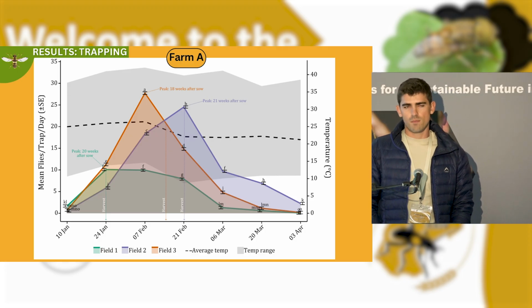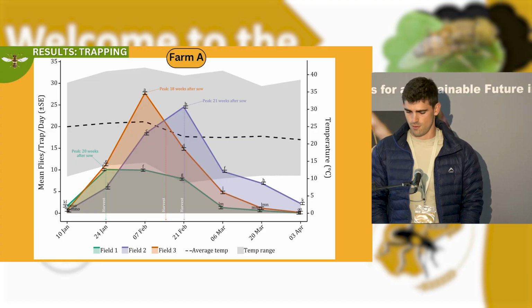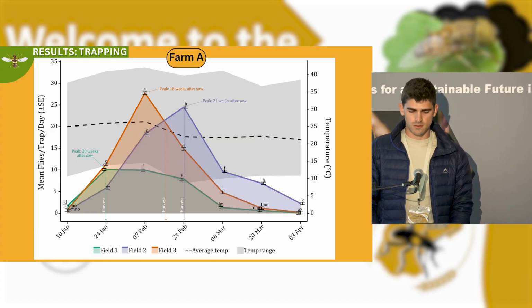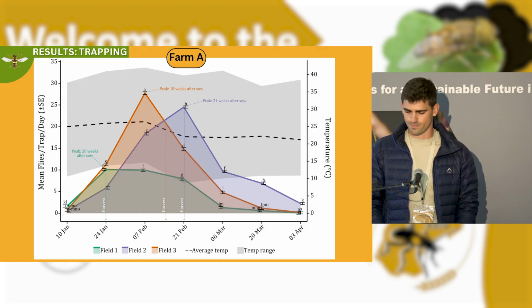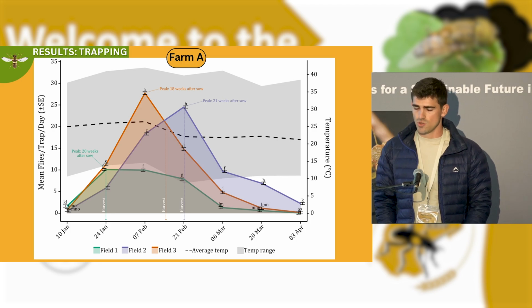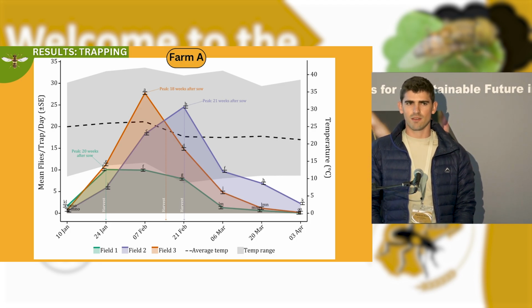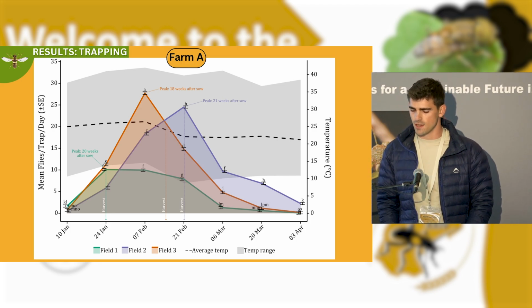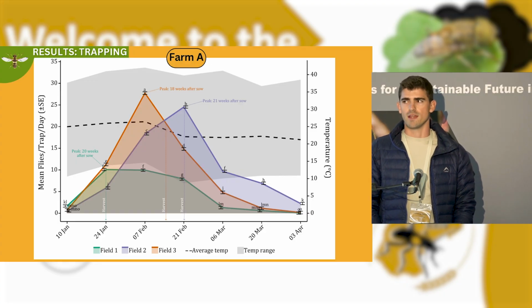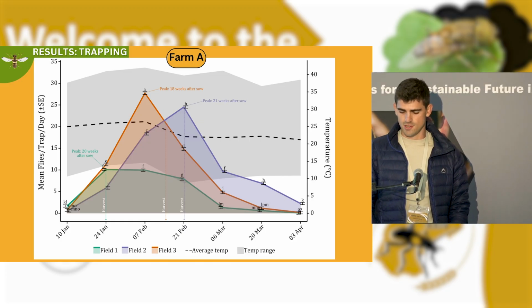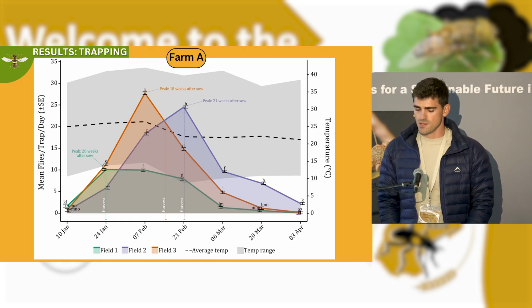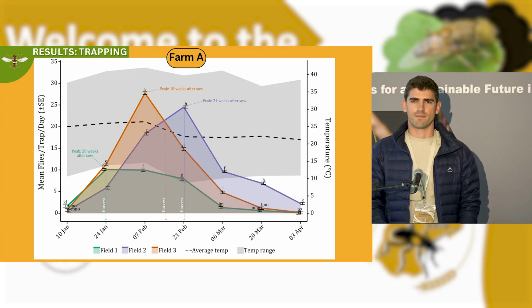But there are 3 key observations I want to highlight. First, the third sown field, which is the orange line, showed the highest peak in fly trap counts. Second, the third field also had the shortest time from sowing to peak fly trap count, indicating a more rapid build-up of the population. And third, across all fields, fly numbers dropped shortly after harvest, suggesting that harvest timing plays an important role in population decline.